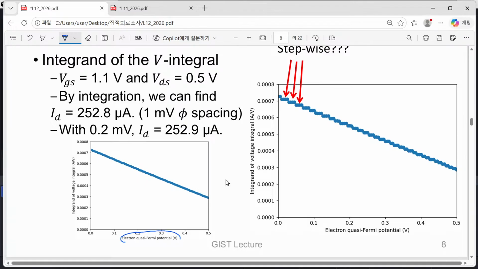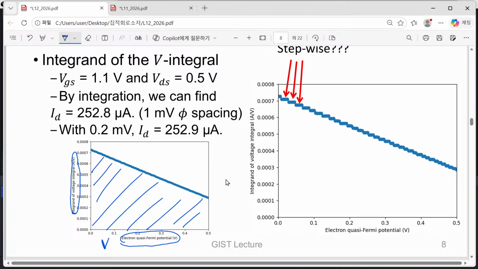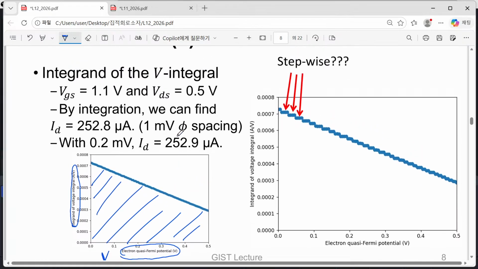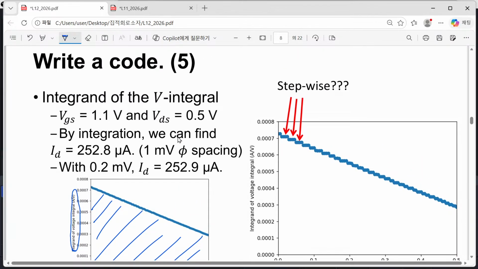Here, the x-axis, or horizontal axis, corresponds to the electron quasi-Fermi potential. This is V. And what is this? This is the integrand of the voltage integral. Now you can see that by integrating this one, you will eventually have the current. By integration, you can calculate a certain value.